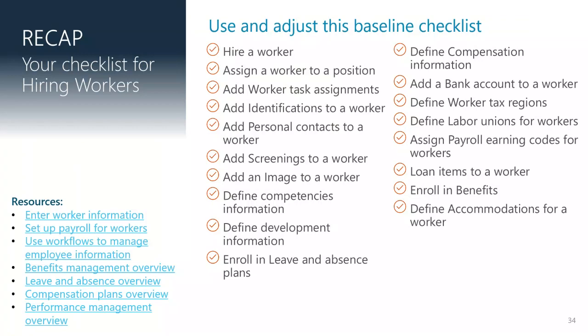Moving on to the next checklist, which is the hiring of workers, right? Again, it starts with hire a worker, assign worker to a position, add worker task assignments. And if you see the whole list, the reason was this, that it's a bit complicated, right? You need to do a lot of steps, and yes, you could do them in different sequences.